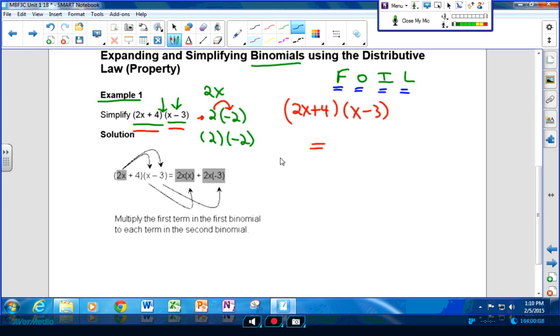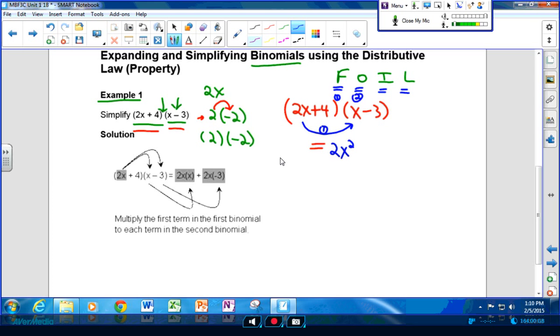So let's try this. Front says 2x times x. So in a case where you just have a constant and variables, you just multiply the variables together. So x times x is just x squared. Okay. So we've done step 1. This is step 1. That's step 1.